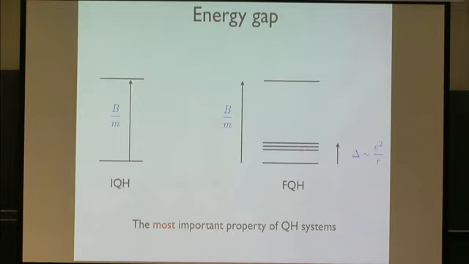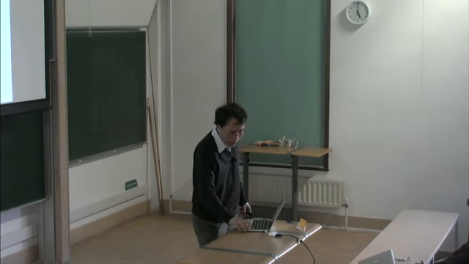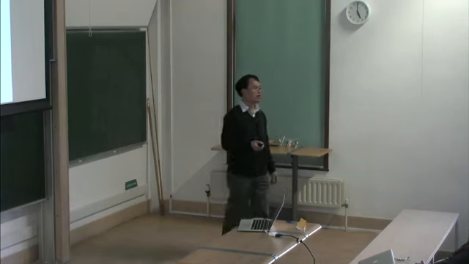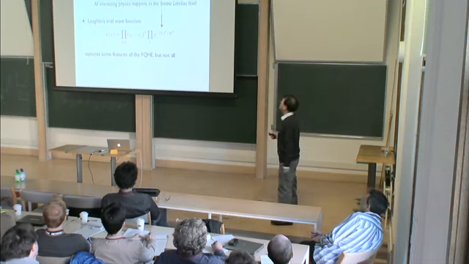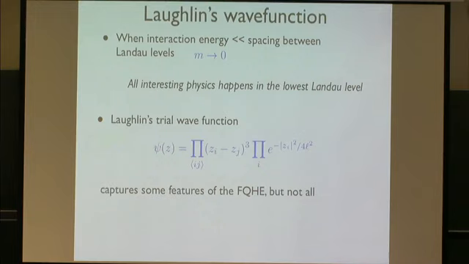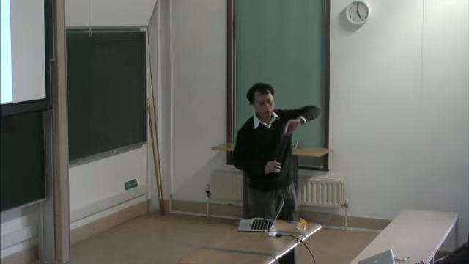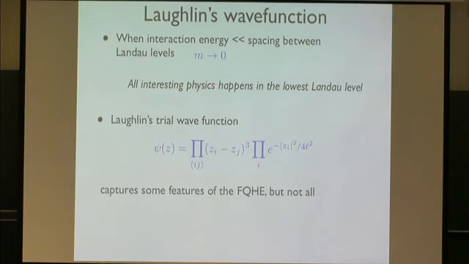In the fractional quantum Hall state, we will consider a regime in which the distance B over m is much bigger than the gap itself. That regime can be realized theoretically by taking the limit m goes to 0. In experiments, you take the magnetic field to be very large to realize this limit. In this limit, since all the higher Landau levels have been pushed to infinite energy, all the interesting physics should happen in the lowest Landau level.